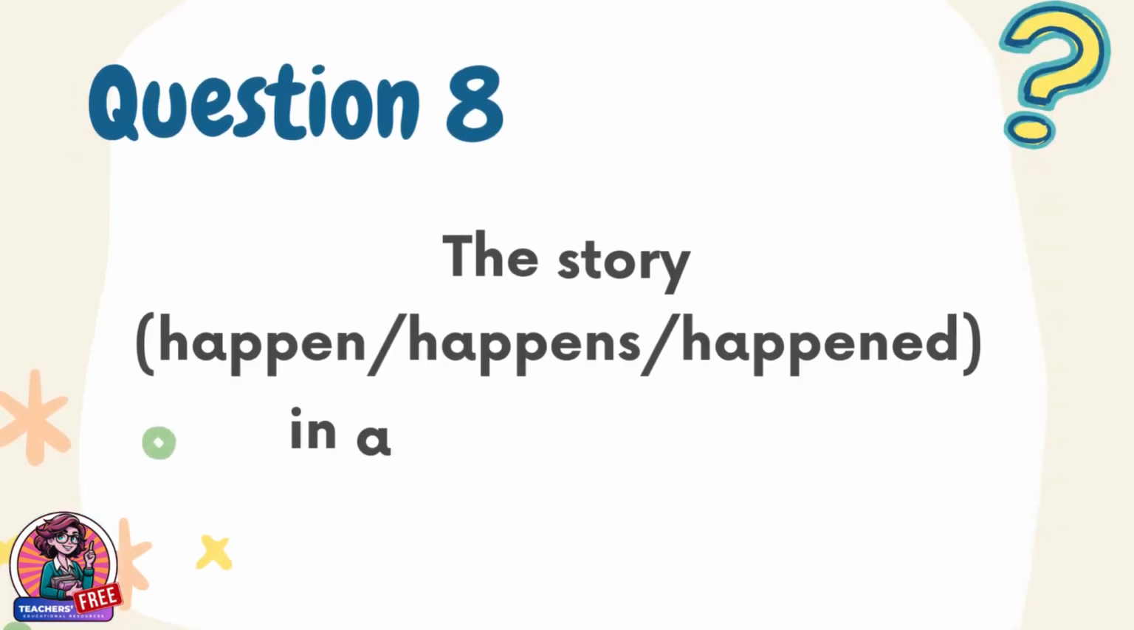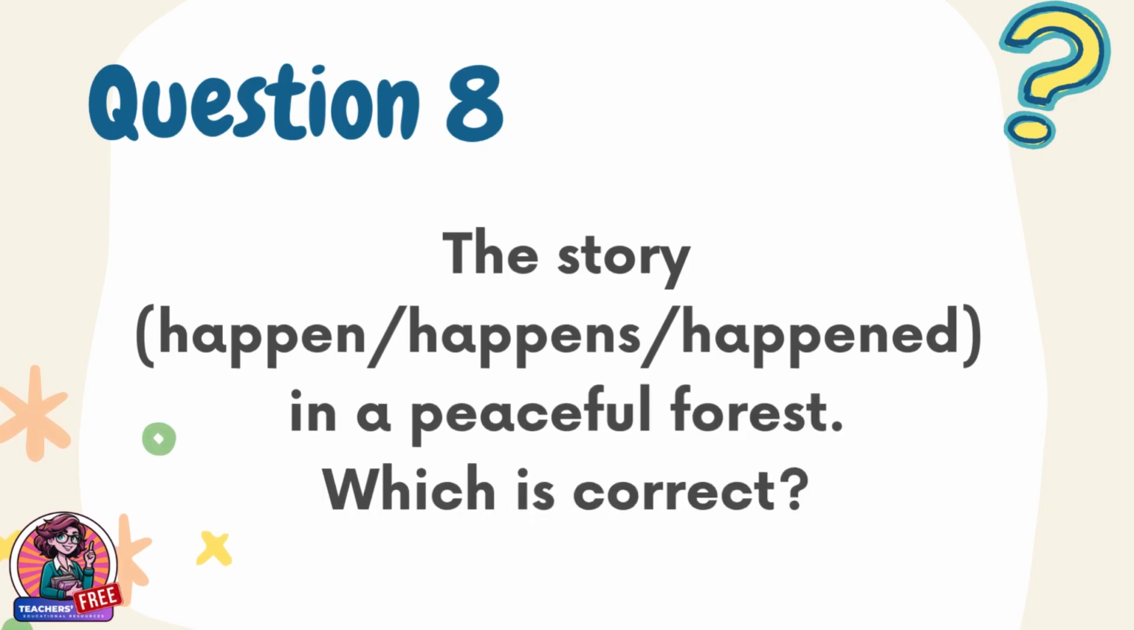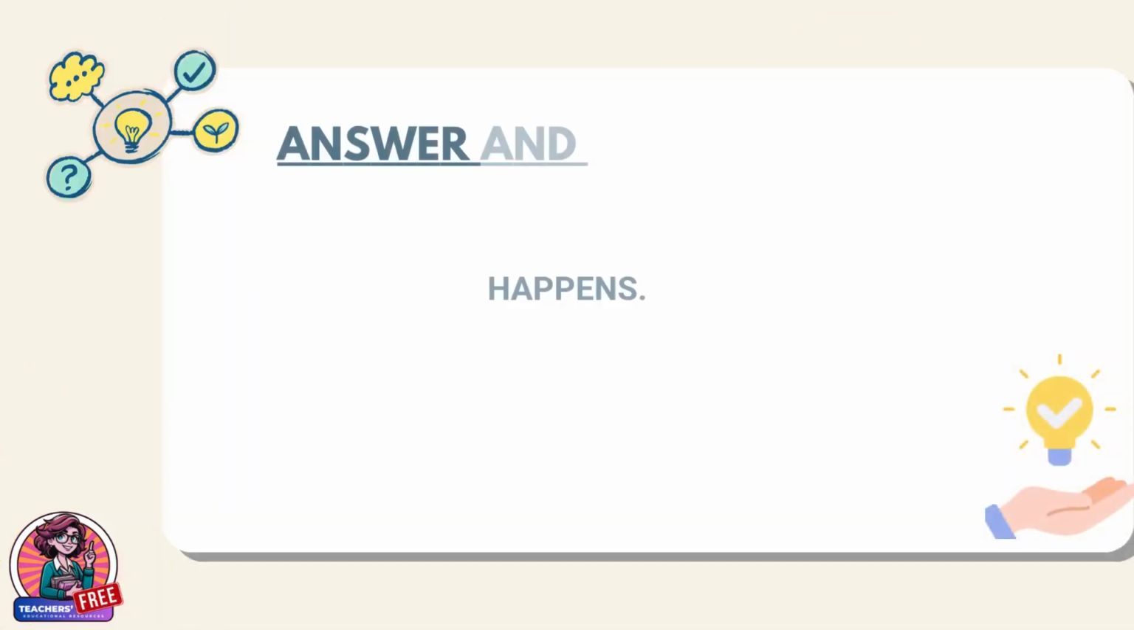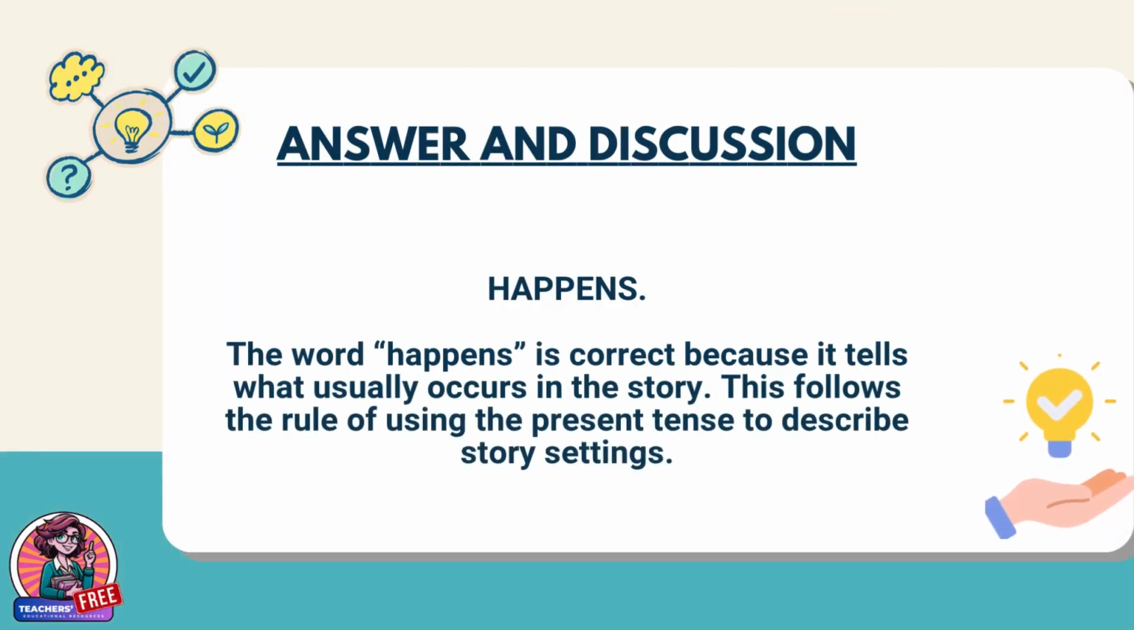Question 8. The story happens, happened in a peaceful forest. Which is correct? Answer: happens. The word happens is correct because it tells what usually occurs in the story. This follows the rule of using the present tense to describe story settings.